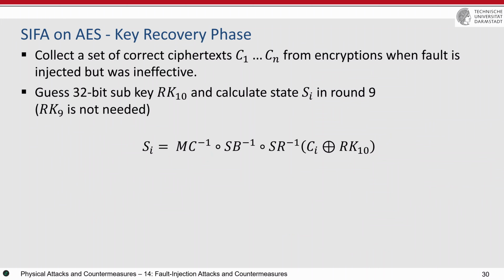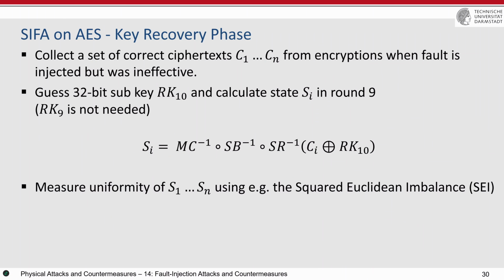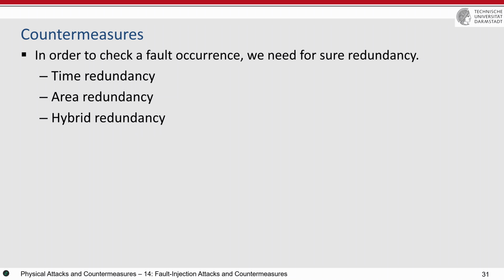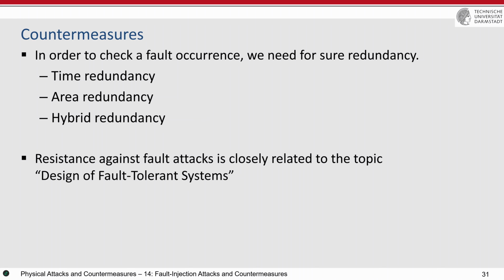This is the key recovery phase that I already explained. You compute backwards and look at the distribution either by SEI or entropy to find the correct 32 bits of the key. When you want to provide security against these kinds of attacks, you need to add redundancy. This redundancy can be timing redundancy, we will see, or area redundancy, or a combination of time redundancy and area redundancy. And this concept, resistance against fault injection attacks, is closely related to the design of fault-tolerant systems.